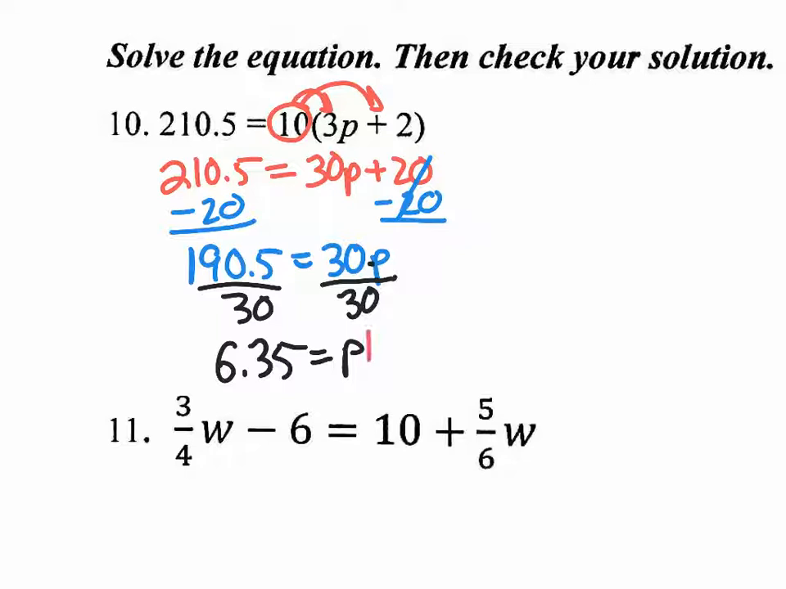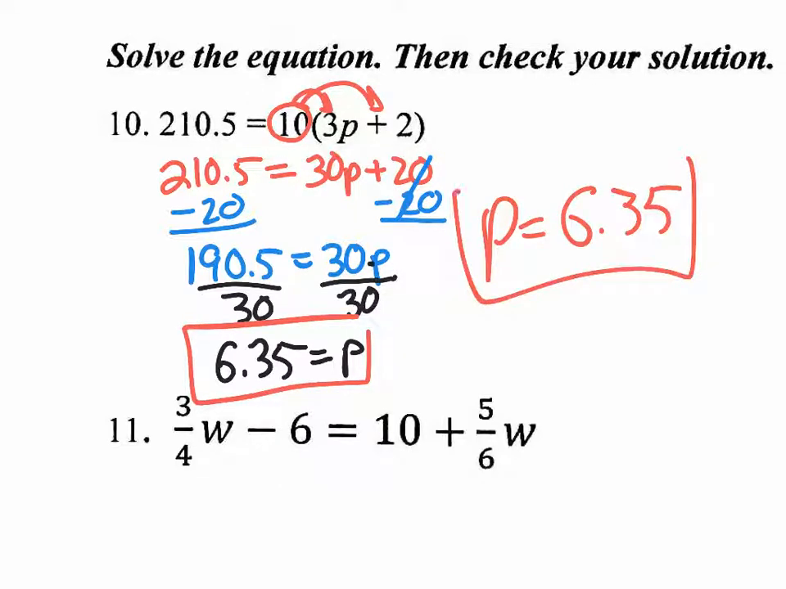So your answer is this. P equals 6.35. And I saw the test. There are going to be some that have a decimal answer just like this. And like I said, there's nothing hard about it because the calculator does all the work. Okay?